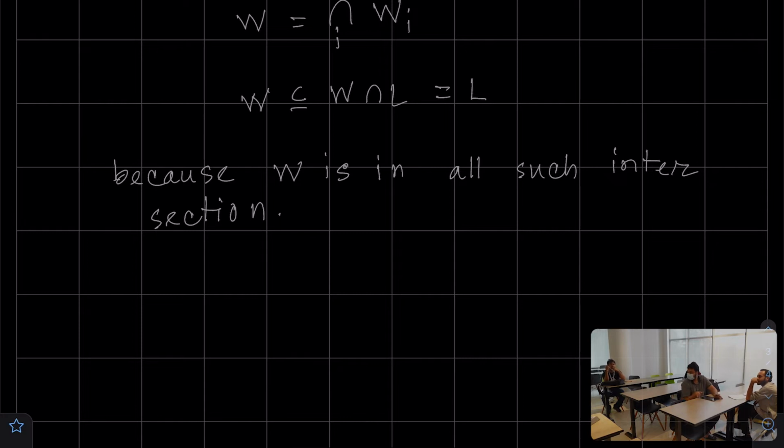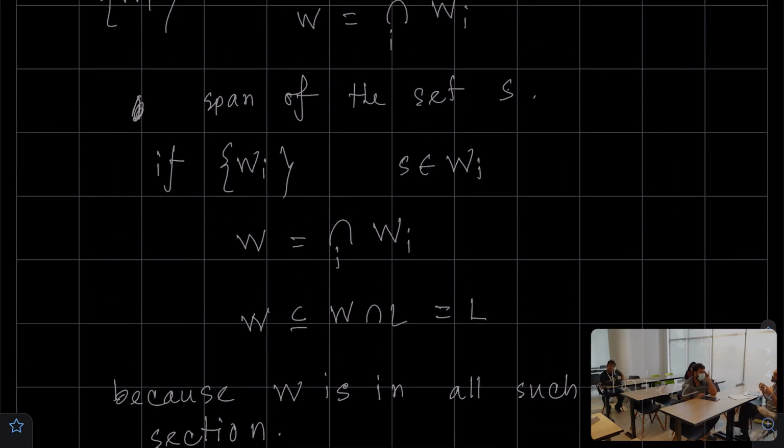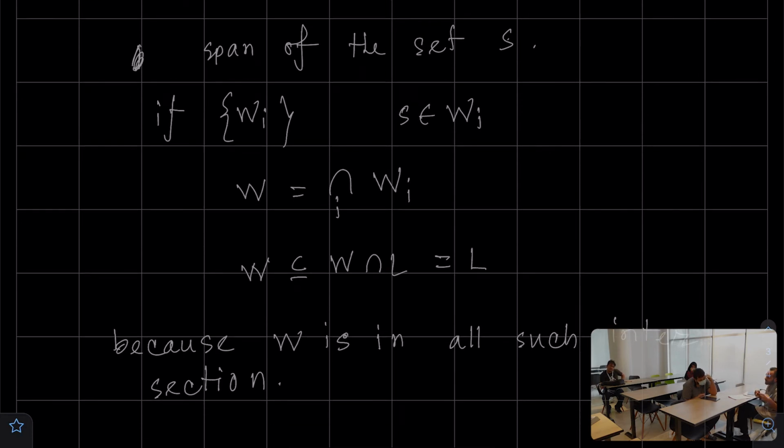But how do you write that W is contained in W intersected with L? Because that is from the definition of the span. W is containing L. No, because W is the minimum set. If you take two arbitrary sets, forget about W and take the intersection, can you write that one of the sets is contained in it? No, I'm not writing it from that perspective. I'm writing it because W is the minimum set.